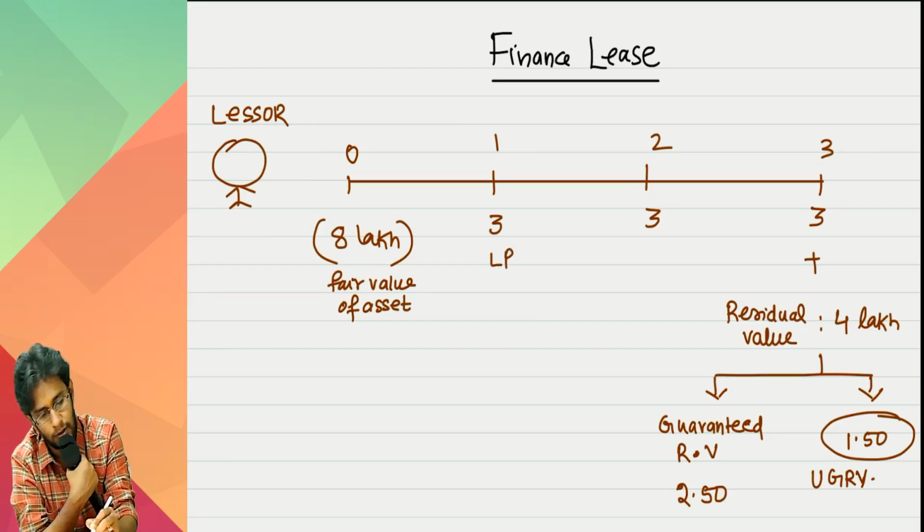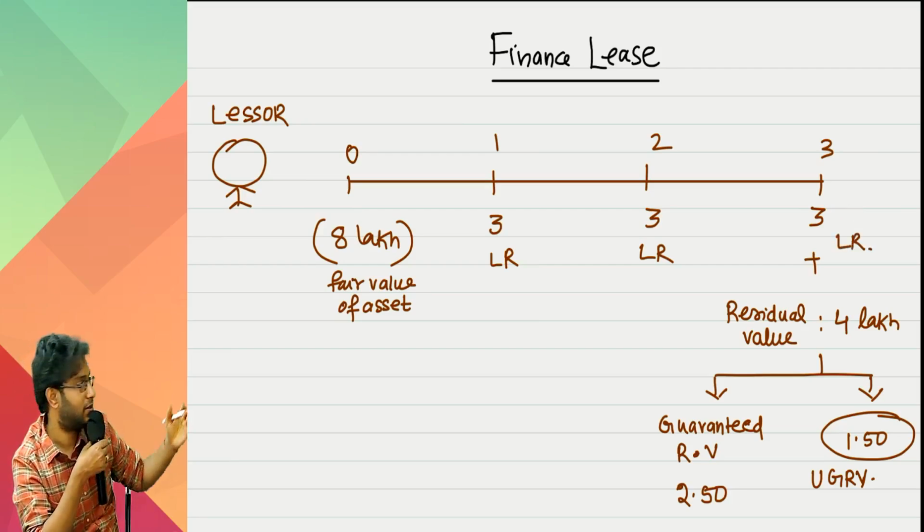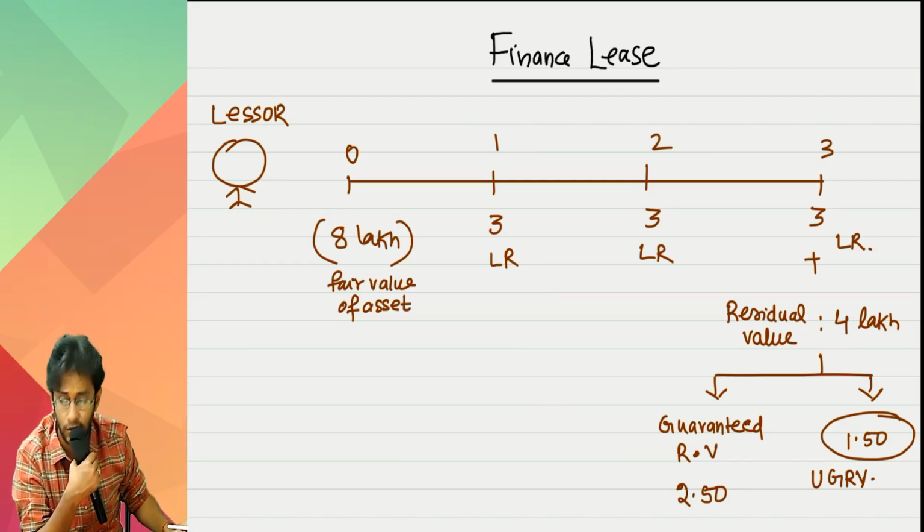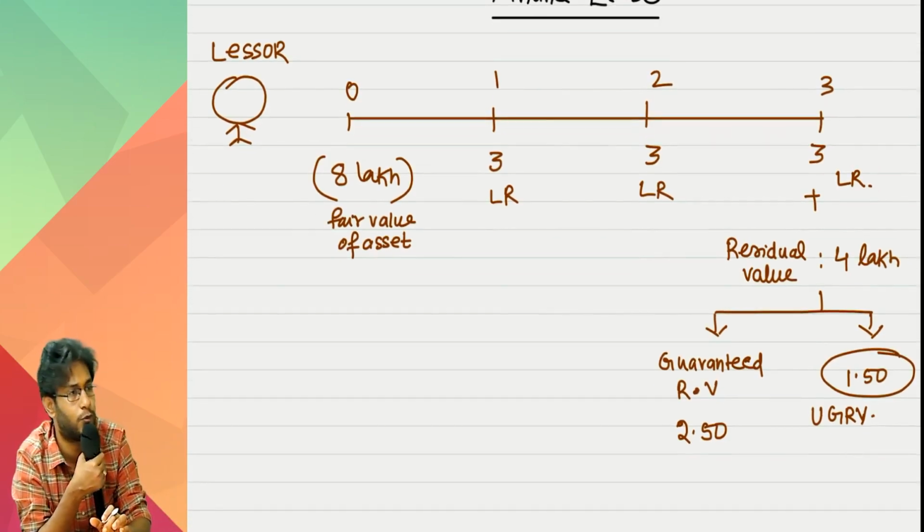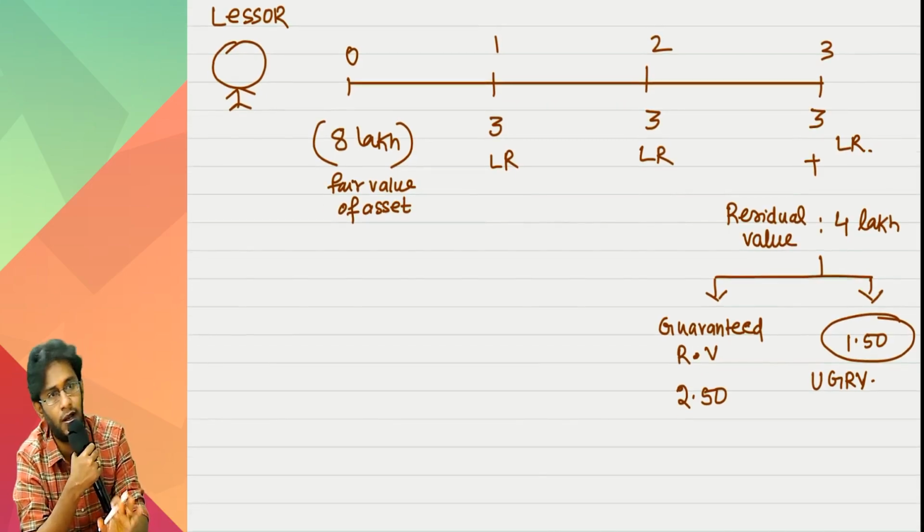So the lease payment means your lease rent, these are all lease rents. Apart from these 3 lease rents, there is a residual value. Residual value, some portion is guaranteed, some portion is unguaranteed. Till here the clarity is there.